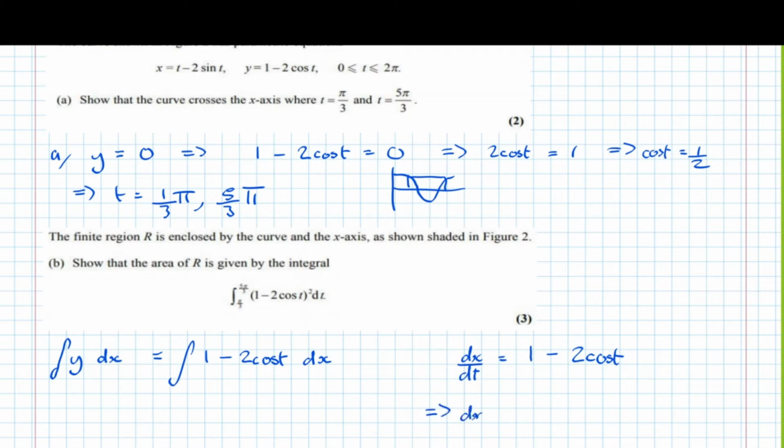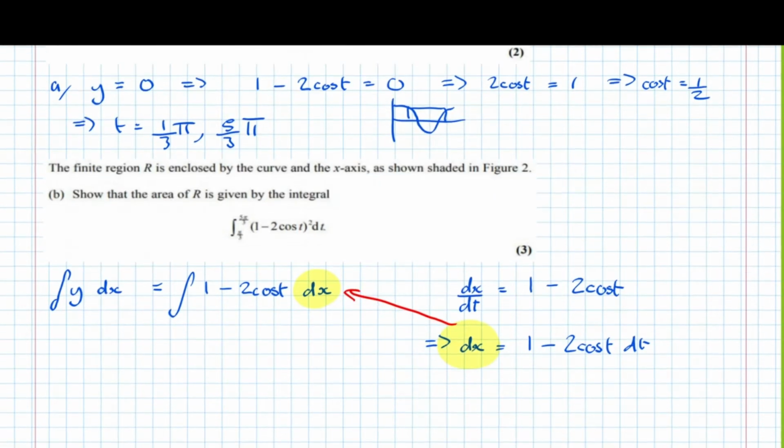Which means that dx equals 1 minus 2 cos t dt. So this now, dx, we can replace it. That there can replace that one there. Equals the integral of 1 minus 2 cos t dx, and dx is equal to 1 minus 2 cos t dt. There we go. So we're replacing the dx with that. Got a bit ahead of myself there. 1 minus 2 cos t dt.